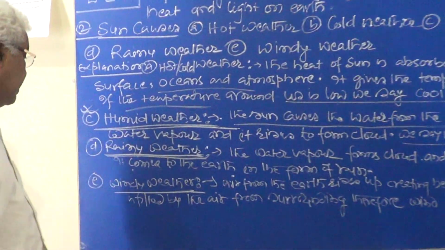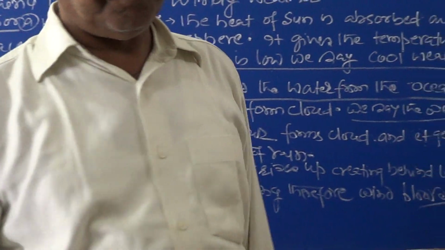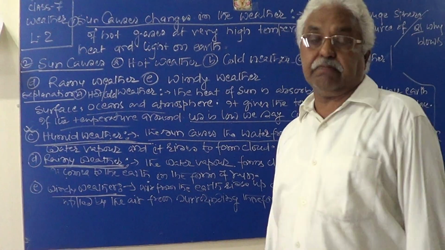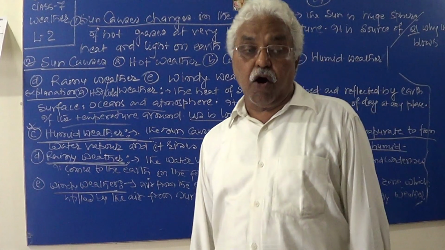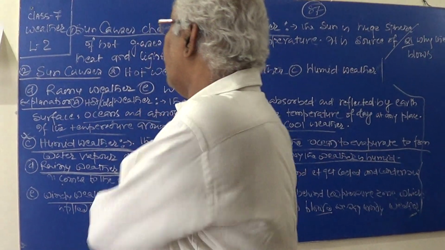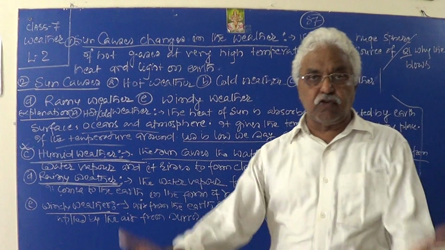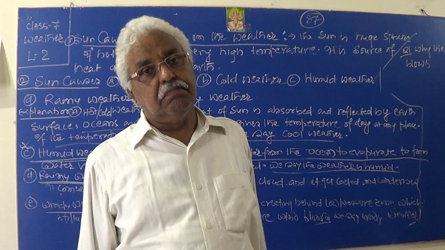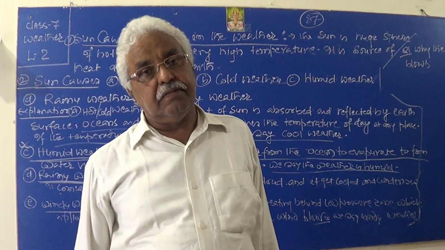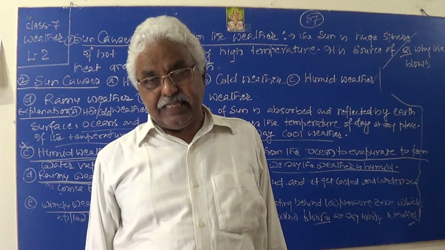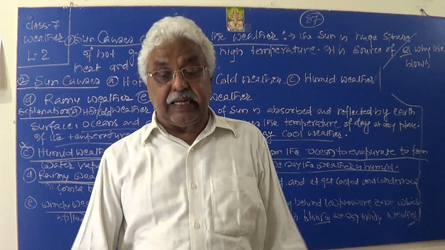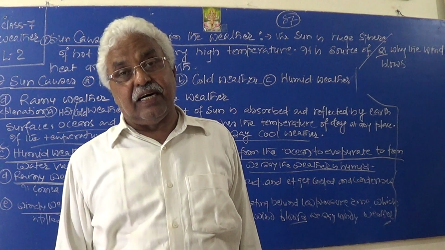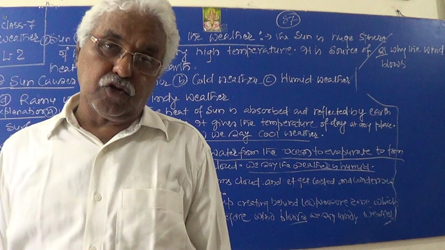Now children, the last point, windy weather. What happens in windy weather? Now how does wind blow? What actually happens? The air around the earth, due to sunlight, solar energy, gets heated up. This hot air suddenly rises. When hot air rises, it leaves behind a low pressure zone.